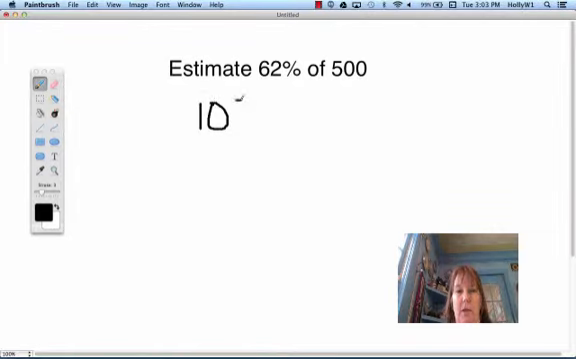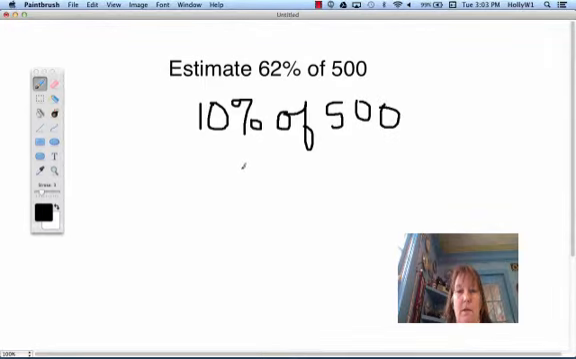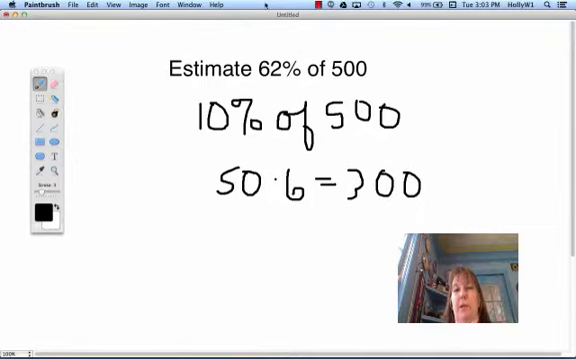We're going to say 10% of 500 is 50. And we know that 60% is 6 times 10%, so we take the 50 and multiply it by 6, and we end up with 300. And that's how we would estimate numbers that are less than 100%.